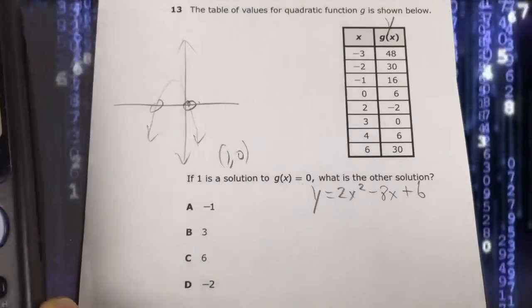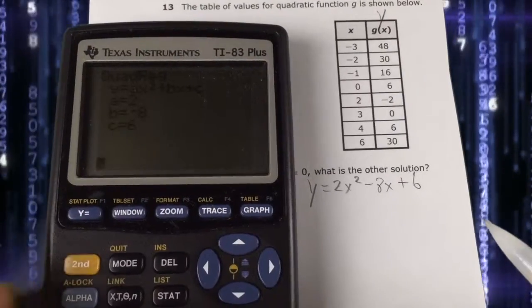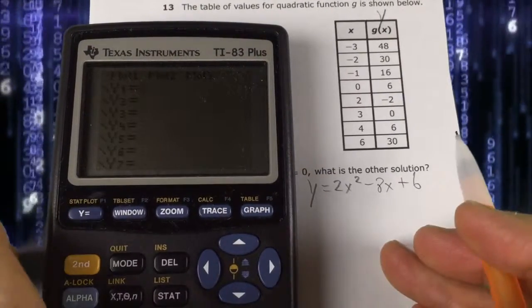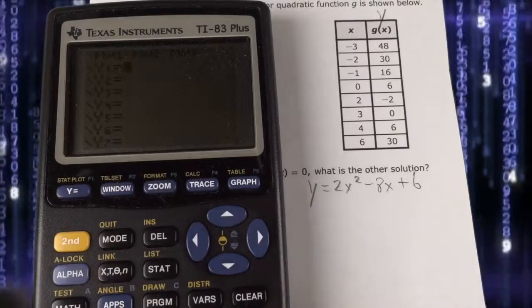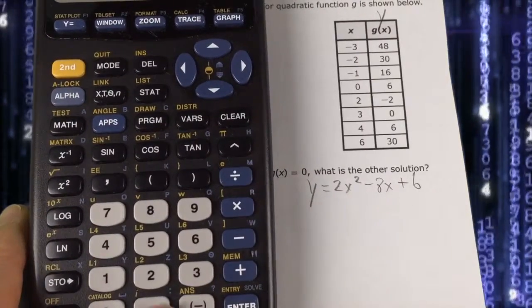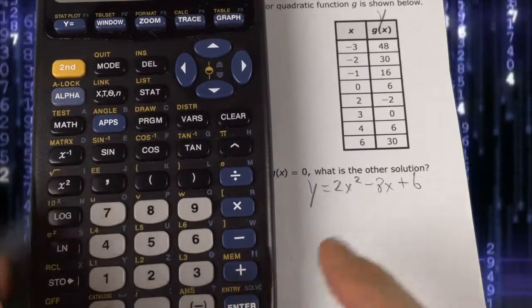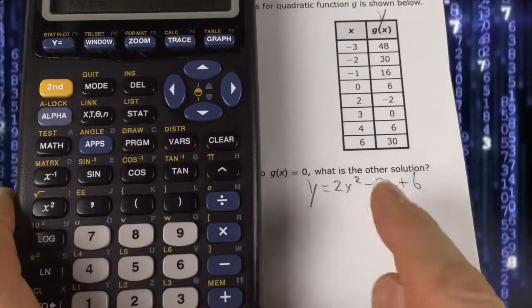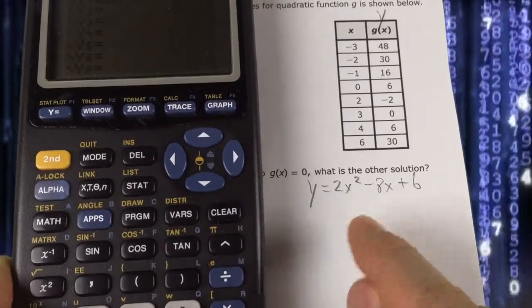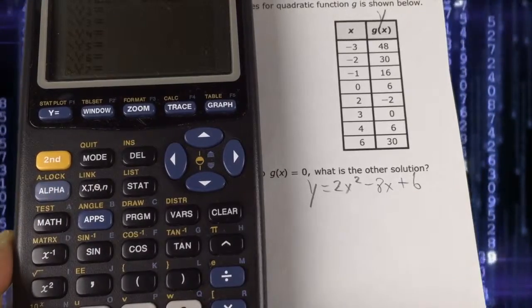Now that didn't give me the answer yet. I need a solution to this. So I'm going to turn right around and put this in the calculator and graph it. So y equals, I'm going to put in 2x squared right here, and I can square it right here, or you can use the caret with a 2 if you want. 2x squared minus 8x plus 6.